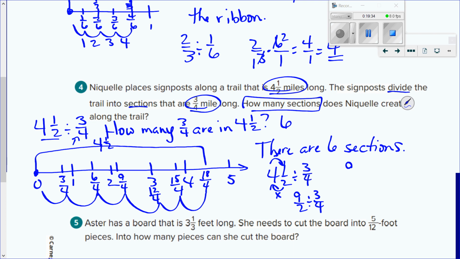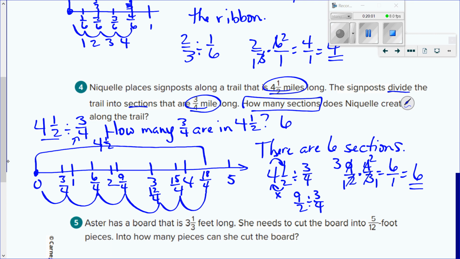So 9/2 times 4/3. I'm going to look for reductions. I have a factor of 2 on top and bottom. 2 divided by 2 is 1. 4 divided by 2 is 2. I have a factor of 3. 3 divided by 3 is 1. 9 divided by 3 is 3. So now I just multiply. 3 times 2 is 6. 1 times 1 is 1. 6. So there's my answer mathematically to verify that my model was correct.